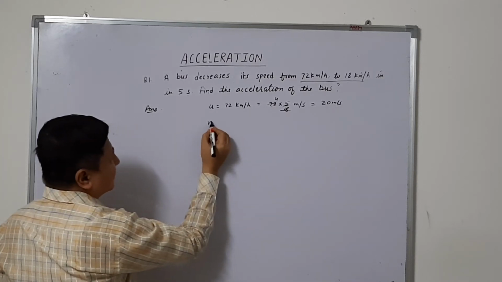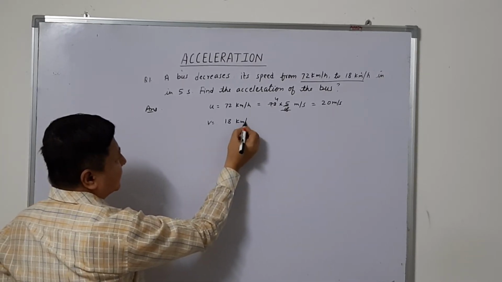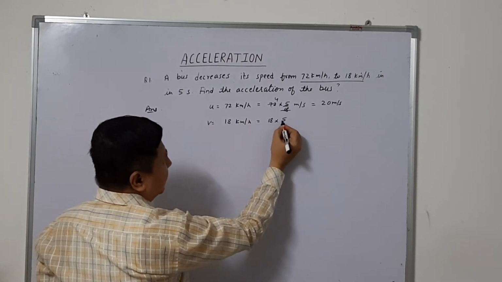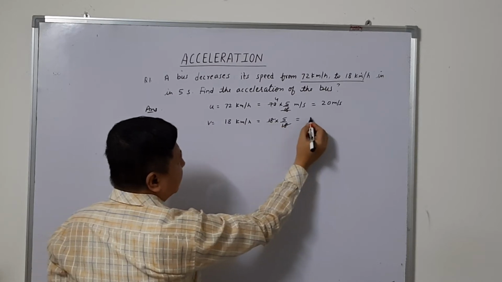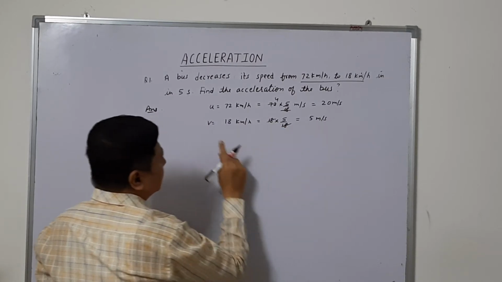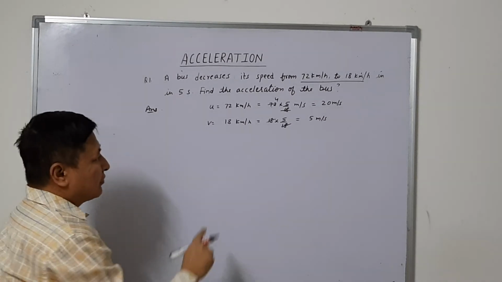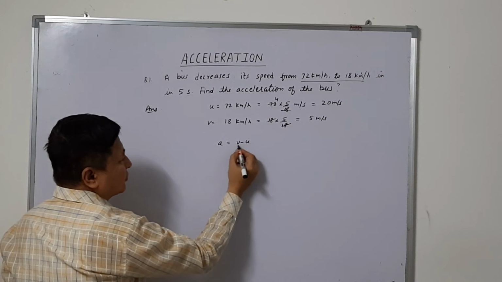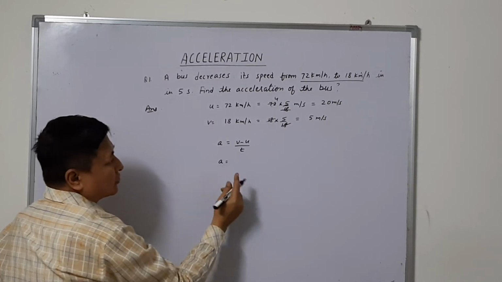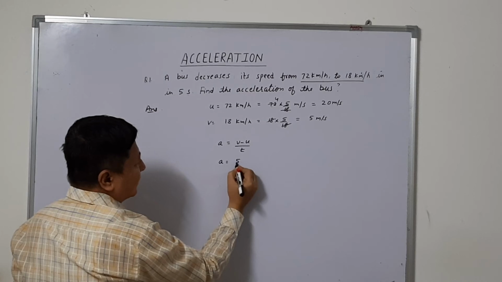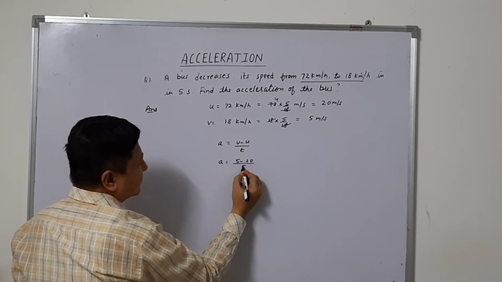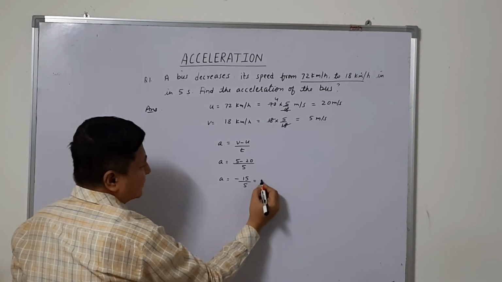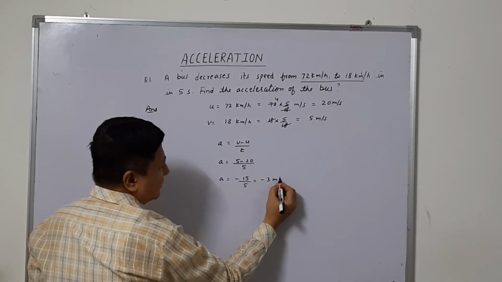And the final velocity is 18 km per hour. Again we'll convert in meter per second. 18 into 5 by 18, this will cancel, and here it is 5 meter per second. So initial velocity is 20 meter per second, final velocity is 5 meter per second. Let us calculate a is equals to v minus u upon t. So a is equals to v is 5 minus 20 upon time is 5. So a is equals to minus 15 upon 5, and that is equals to minus 3 meter per second square.